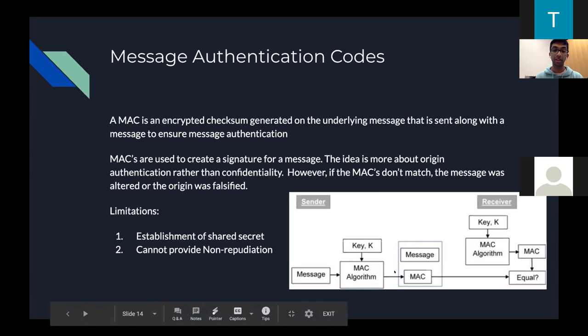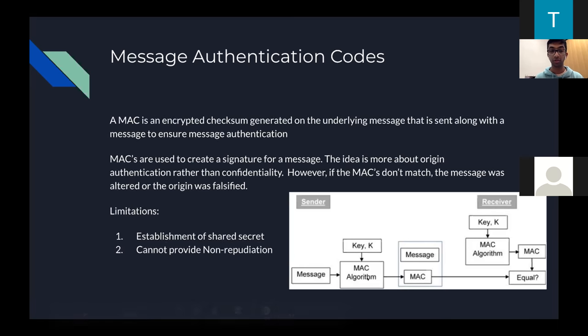So if we look in the bottom right again, the sender sends a message. He encrypts it with a key K, and he sends you the message and the MAC. So that means you must also have the key, and you put it into your own MAC algorithm, which is the same as over here, and it returns the message authentication code, and you compare if they're equal. And if they're unequal, either the message was altered, or you know that the origin was falsified.